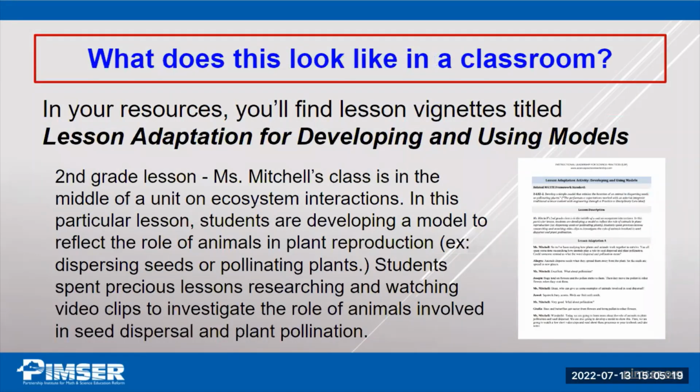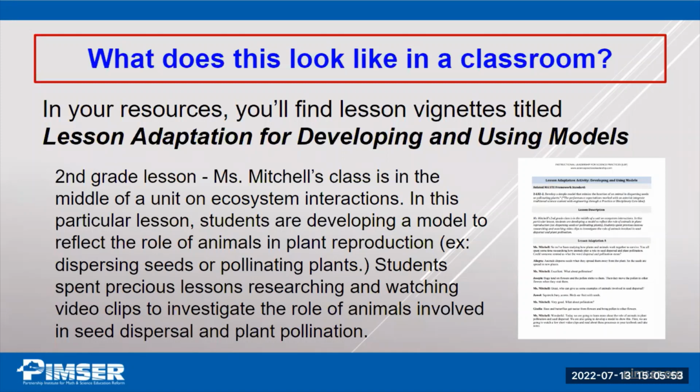And now for my favorite part, lesson examples. We're going to see how beefing up the use of the practice can be done in a lesson. We're going to look at a sample lesson played out at 4 levels of complexity in vignettes that are labeled A, B, C, and D. In your resources, please find the lesson adaptation for developing and using models. In this lesson adaptation series, Mrs. Mitchell's 2nd grade class is in the middle of a unit on ecosystem interactions.